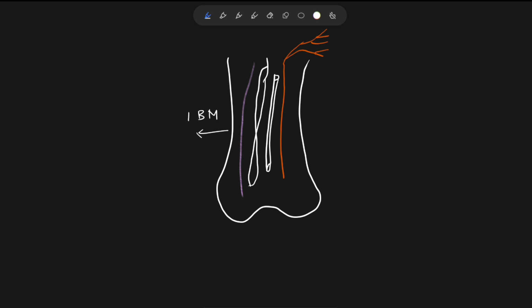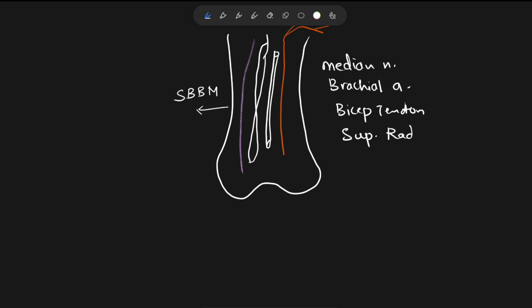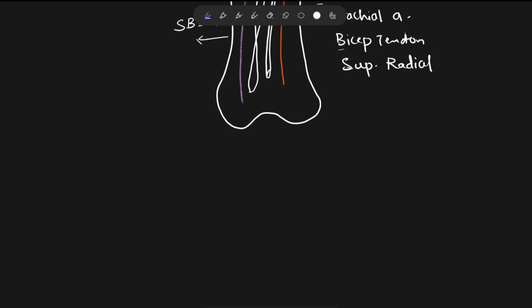Learn by this name, MBBS. M for the median nerve, B for the brachial artery, B for the biceps tendon, and S for the superficial branch of the radial nerve, which comes to the anterior side. So learn the mnemonic MBBS from medial to lateral. That is how it is arranged in the brachium and in the cubital fossa.